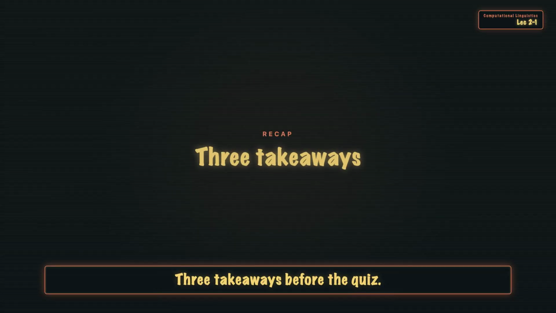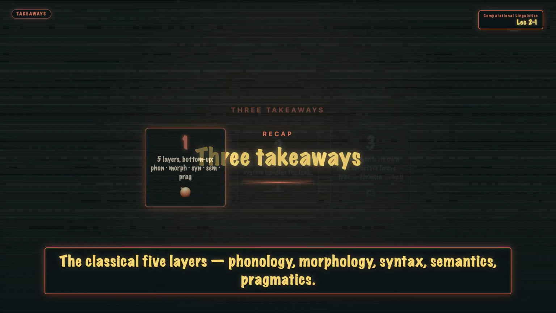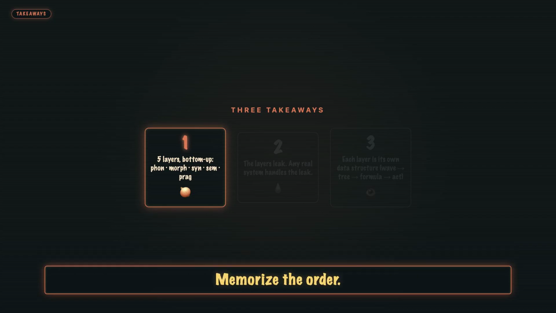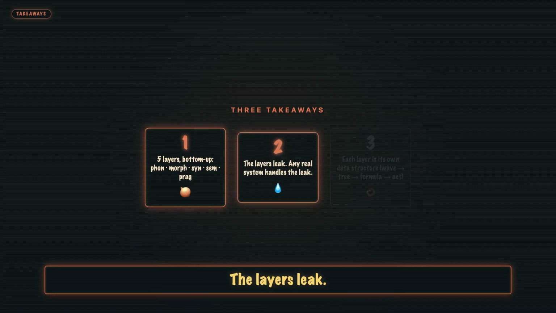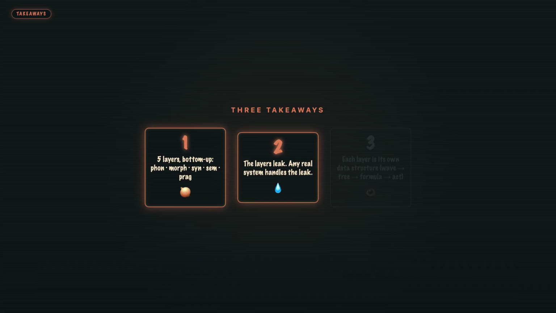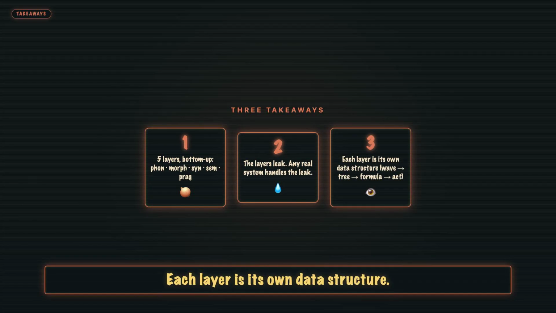3 takeaways before the quiz. 1. The classical 5 layers. Phonology, morphology, syntax, semantics, pragmatics. Memorize the order. Bottom up. 2. The layers leak. Pure separation is a lie. Any real system has to handle the leakage. 3. Each layer is its own data structure. Phonology is a wave. Syntax is a tree. Semantics is a formula. Pragmatics is an act.